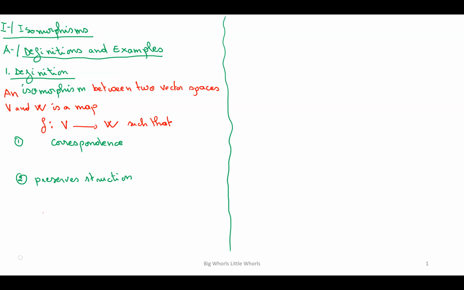So the map is a correspondence. By correspondence, we mean that F is one-to-one and F is onto. Preserving structure basically means it preserves addition and scalar multiplication.